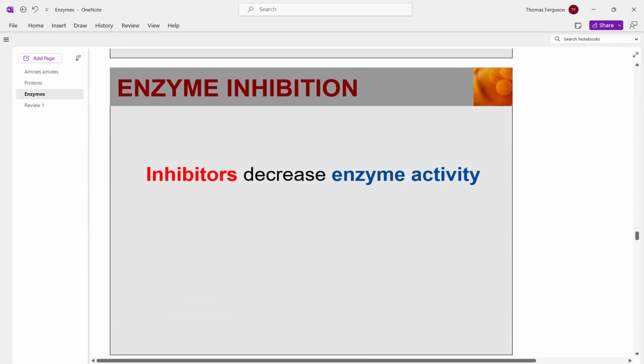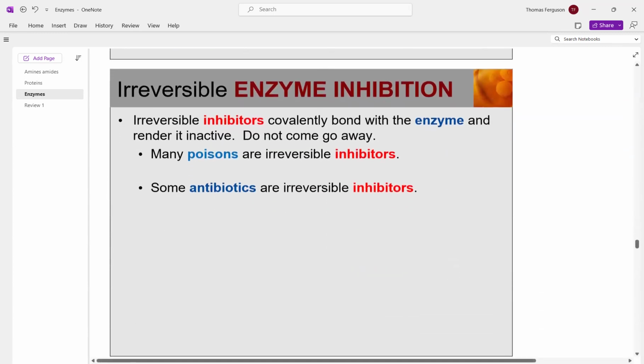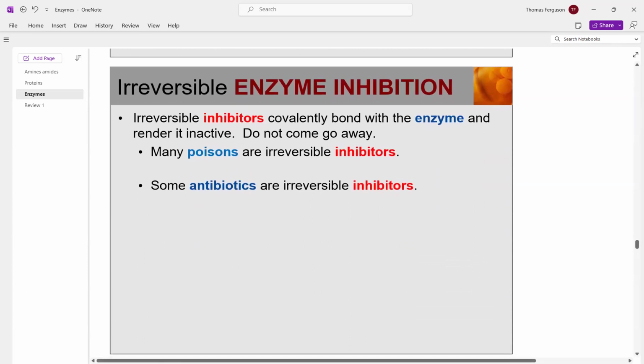So there's a number of different kinds of inhibitors that slow down the reaction rate of an enzyme. In biochemical terms, it's called decreasing enzyme activity. But inhibitors slow things down. There are reversible inhibitors and irreversible inhibitors. Irreversible ones, once it happens, it's done. A lot of antibiotics and poisons are irreversible inhibitors.